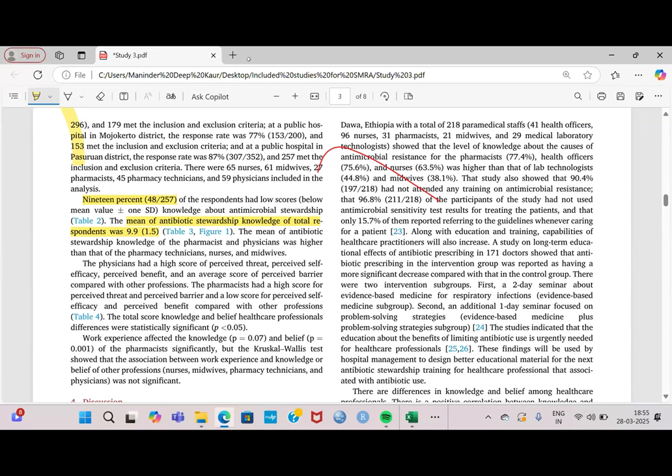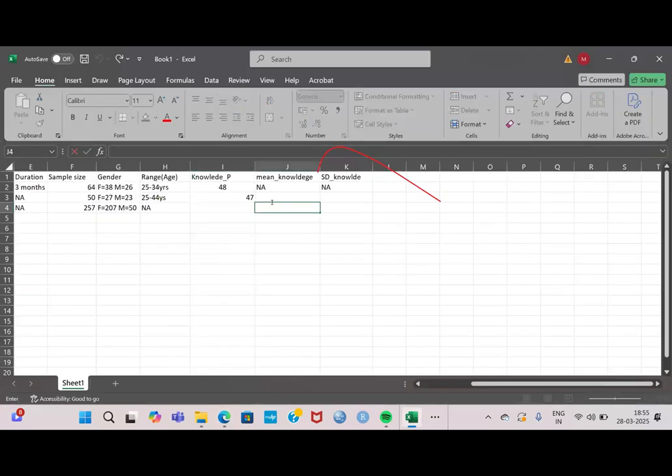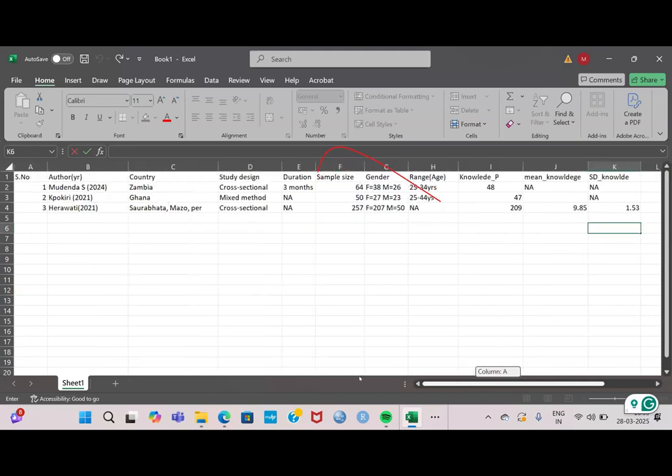So because we have already made the categories in the Excel sheets, knowledge score we can also add, that is 209. And mean is 9.8 and SD is 1.53. So you need to put two digits after the decimal. So 9.85. Previously this had not been given. Clear? Okay. So this is how we can extract the data from the included study.